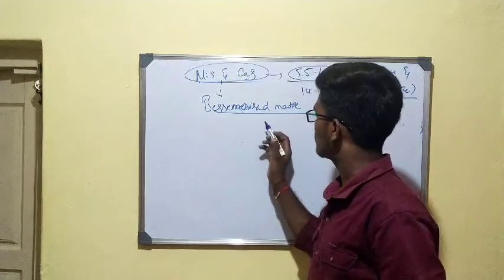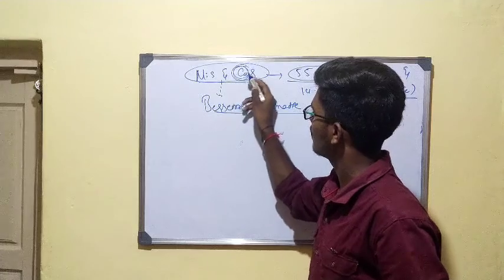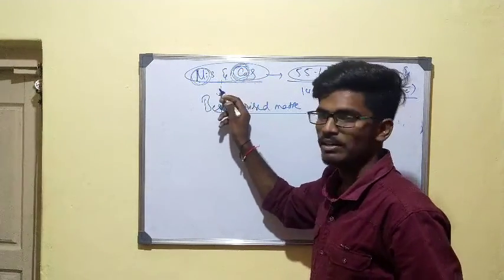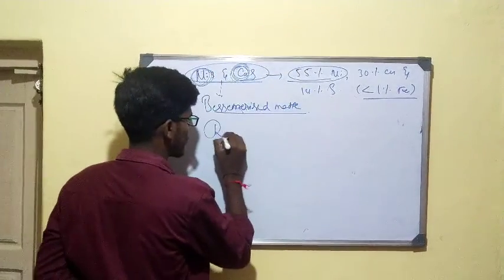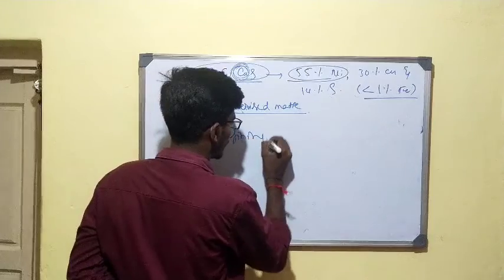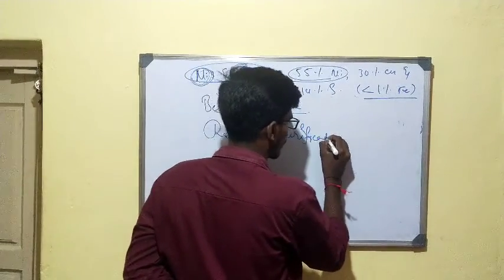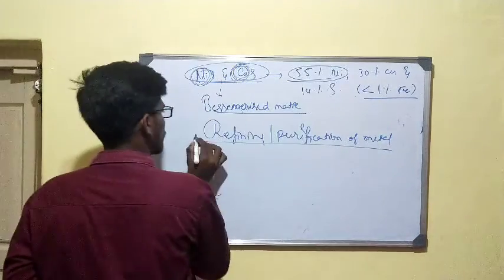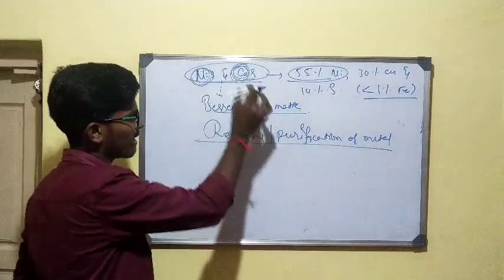Among this I have to remove copper, and I need nickel. Removal of copper and subsequent isolation of nickel is what we know as purification, or you can say refining, of the metal. This is the refining and purification of this matte.